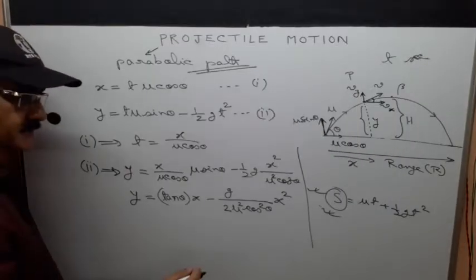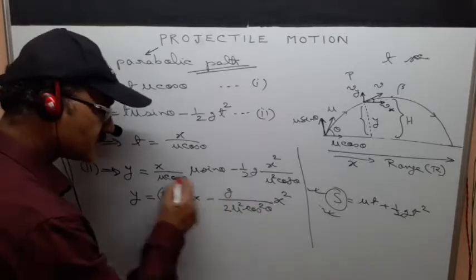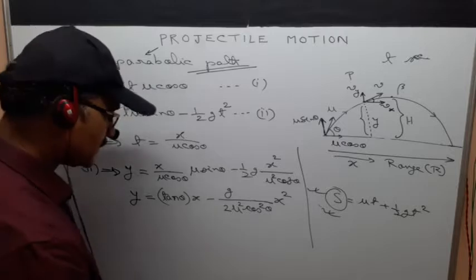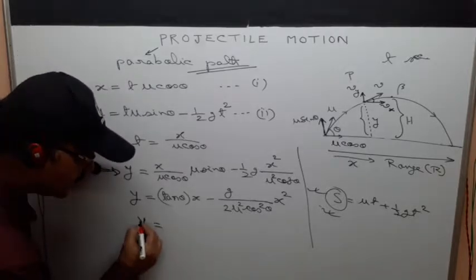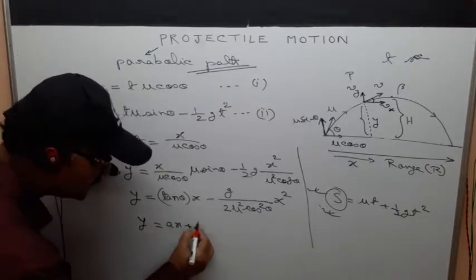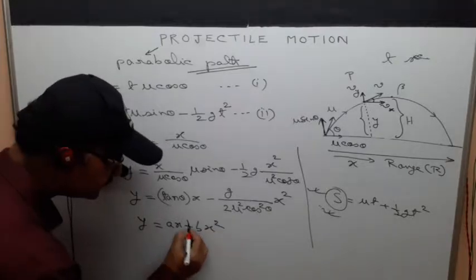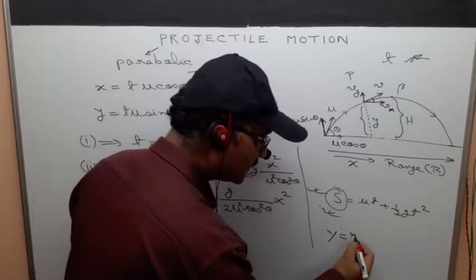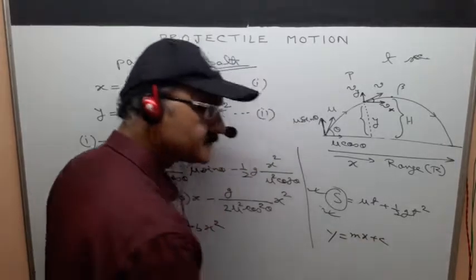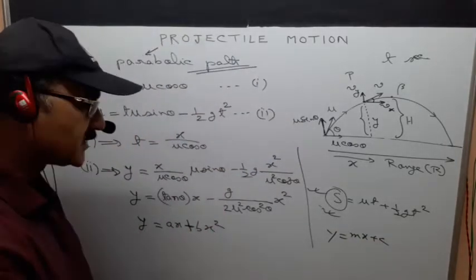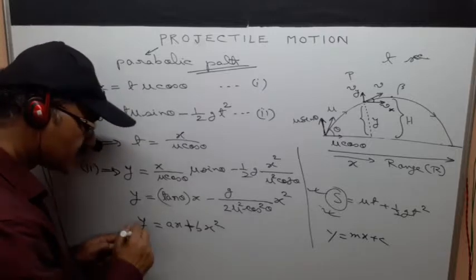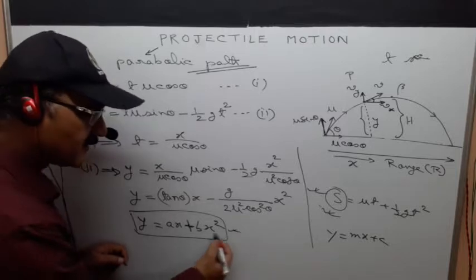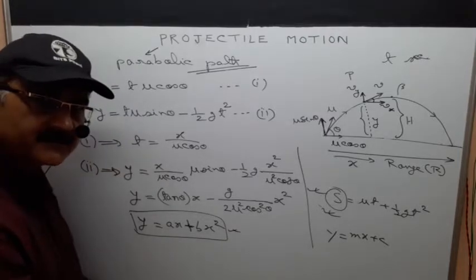Now this equation is an equation of a parabola. So the standard equation of a parabola is ax plus bx square. Like the equation of a straight line is y equal to mx plus c, similarly, there is a standard equation for parabola, which is this. If you haven't learned it yet, you will learn it in mathematics.